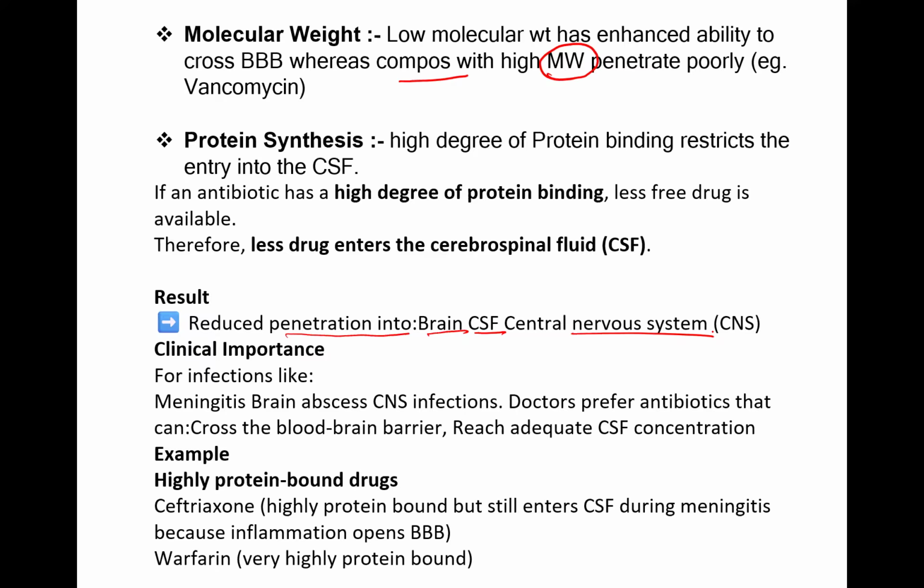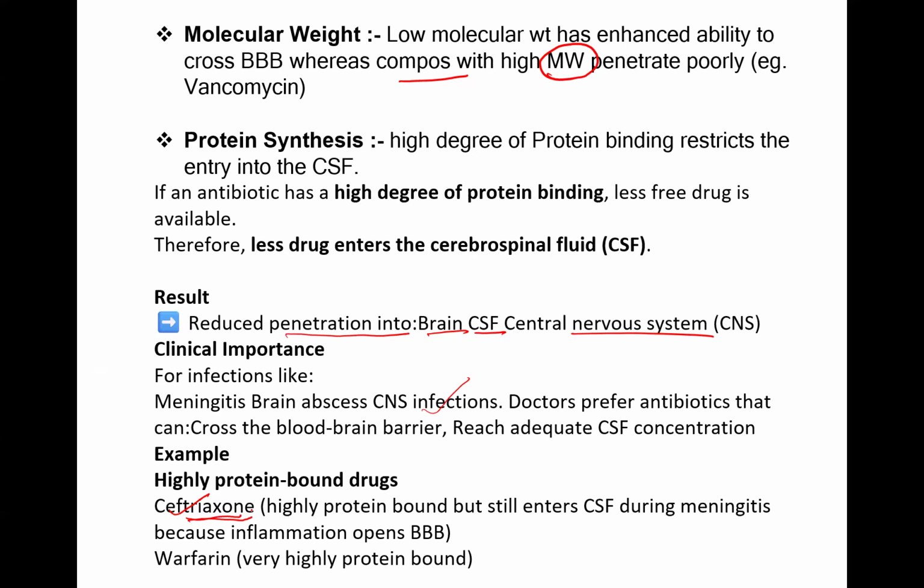For infections like meningitis, brain abscess, and CNS infections, doctors usually prefer antibiotics that can cross the blood-brain barrier and reach adequate CSF concentration. Drugs with high protein binding include ceftriaxone and warfarin. These are very, very highly protein bound. But ceftriaxone can cross into the CSF during meningitis because the meninges are inflamed. Due to inflammation, the blood-brain barrier opens and they can cross.